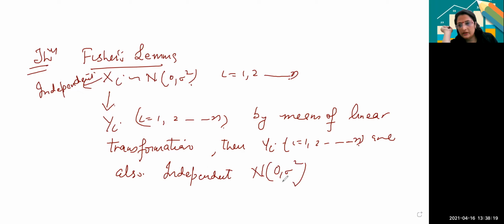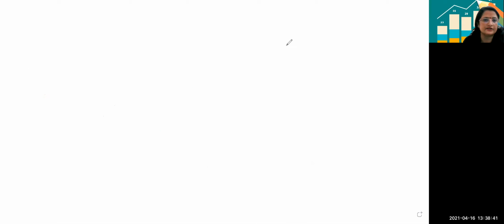So what is given? We have given x's are independent normal variates with mean 0 and variance sigma square. They are transformed by the linear transformation and have a new set of variables y1 and so on. Now we want to prove that all the yi variables are also independently normally distributed variables. Let's come to its proof. Proof of Fisher's lemma.